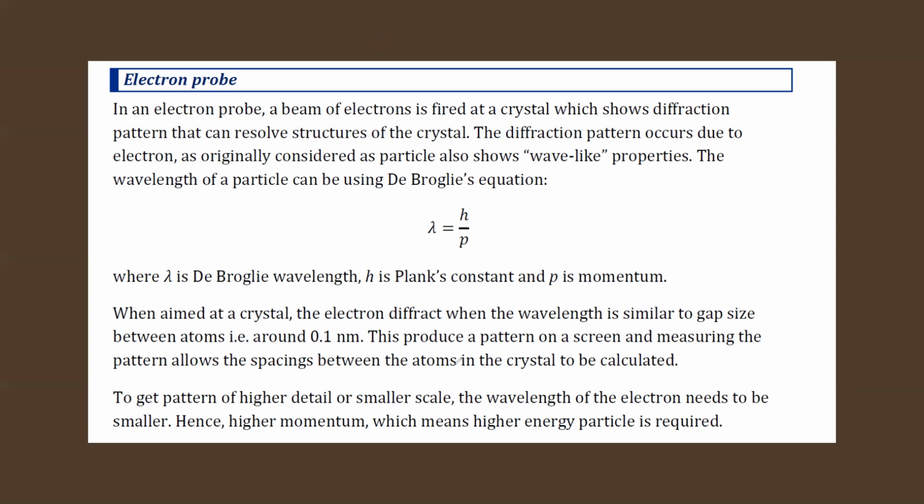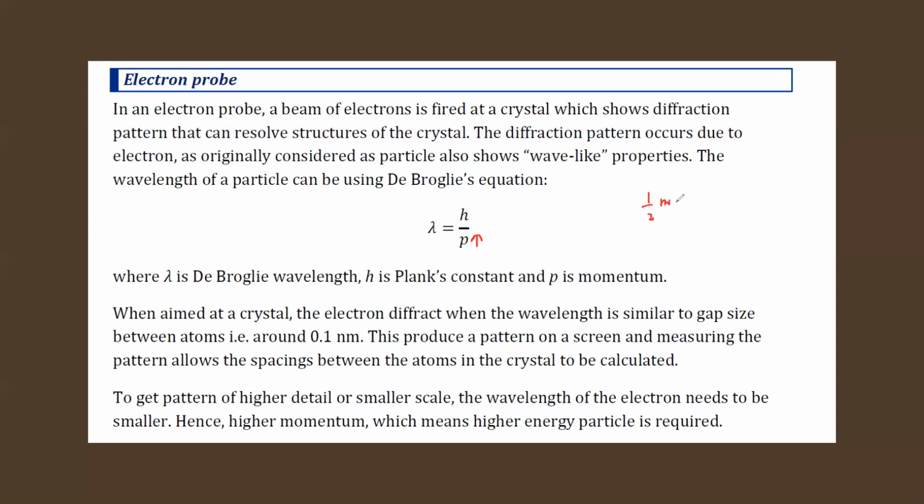So if we want a more detailed image, like more diffraction, we should increase the momentum. How can we increase the momentum? Momentum is the product of mass and velocity. Mass is constant, velocity we can change. And how can we change the velocity?